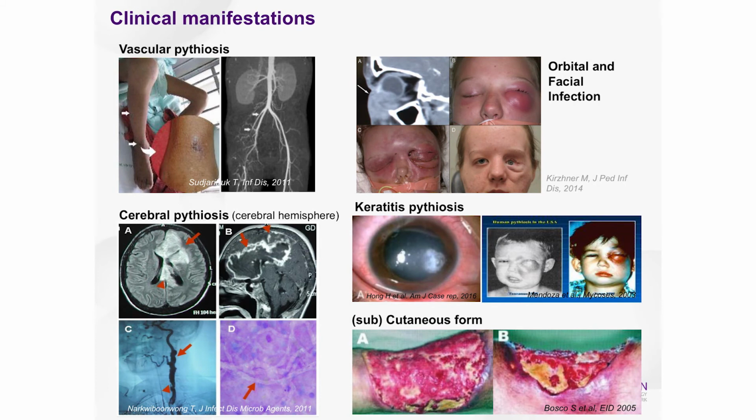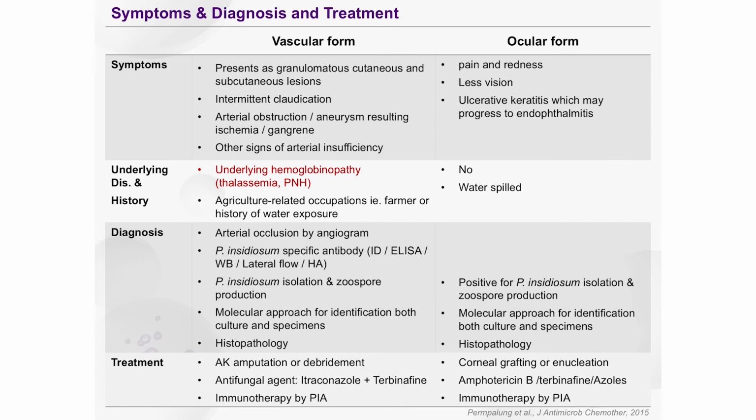Here they have the vascular on this side, and then the leukocytes in the orbital, and in the keratitis. Then, how about the symptom? I just point out the different one. The symptom for the vascular type is really obstruct the arterial. And the underlying disease in Thailand is with the red blood cell abnormal. Mostly are that. History, agricultural related occupation, the farmer or anyone who have the history of the water exposure, so as the eye, water spill into the eye and get the corneal infection.